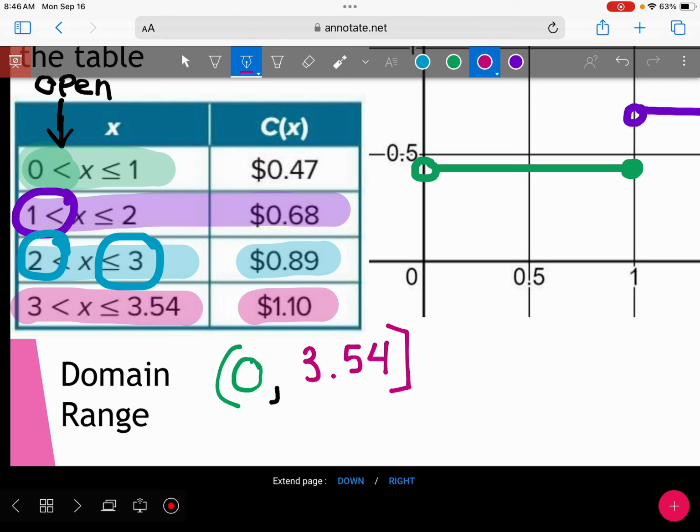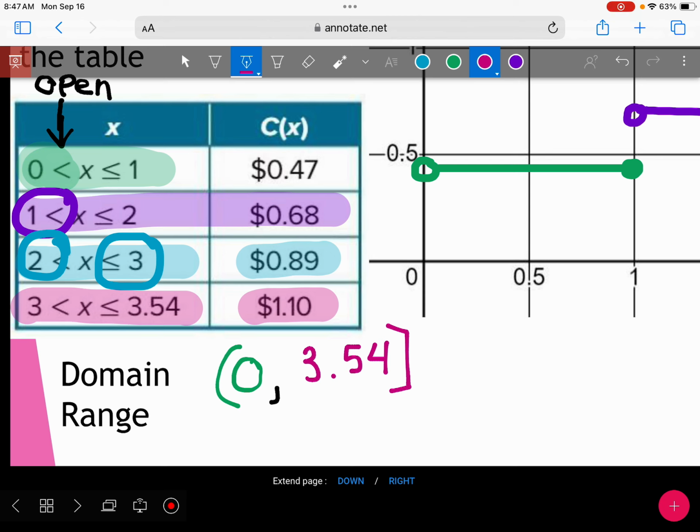How about our range? What y values do we have? 0.47, and it's stuck there for a hot minute, and then 1.1, and where else do we have y values? 0.68 and 0.89. It's never in between. It's not the interval from 0.47 to 1.1 because it never exactly equals 0.5.